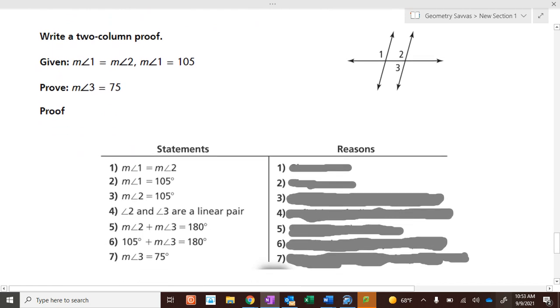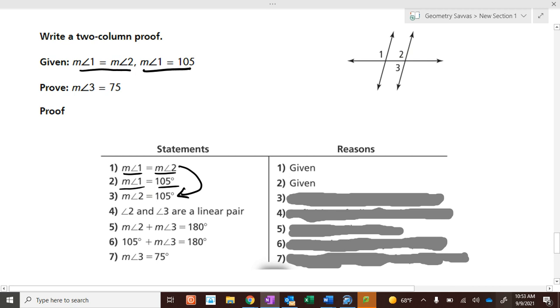Okay, so now we're supposed to write a two-column proof about this using linear pairs. Well, we are given that measure of angle 1 equals measure of angle 2. So that is a given. We're also given that measure of angle 1 equals 105. So that is a given. So if we look at this, see how 1 equals 2 and 1 equals 105? Since I know that, I can replace and put 2 in the 1 spot because they're equal to each other, so I can put 2 there.